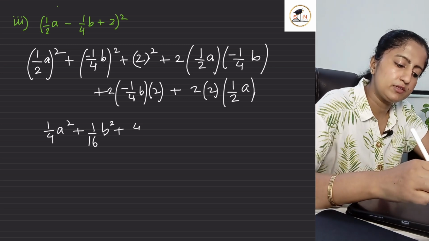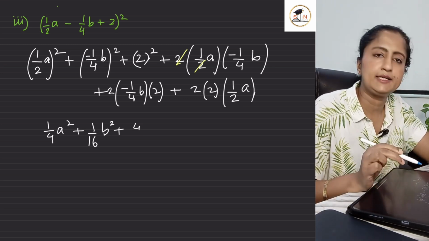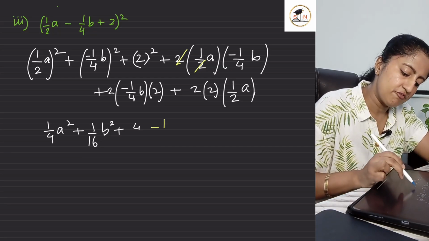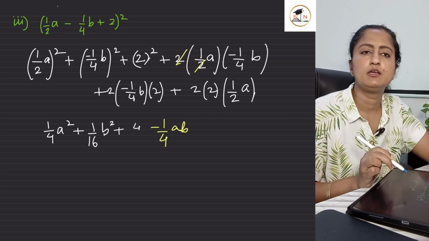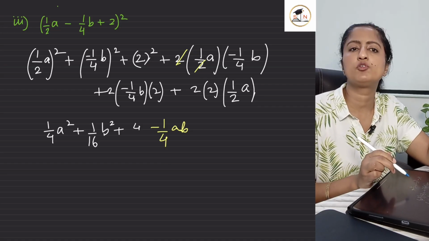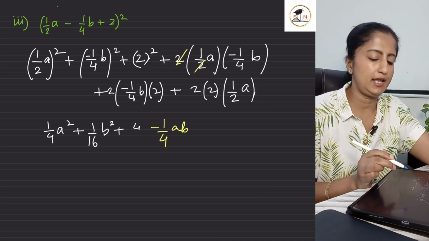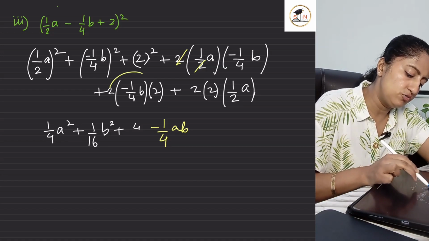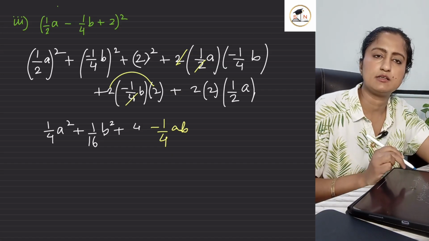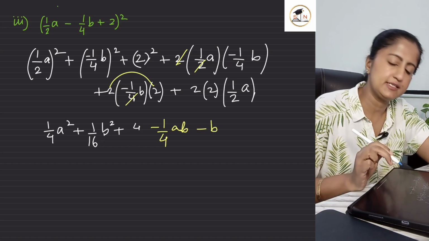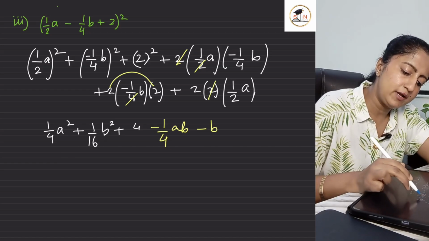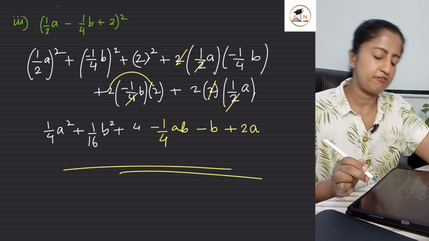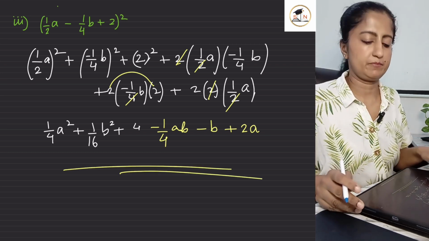Okay, now dealing with the products. 2 and 2 get cancelled. So what are we left with? We are left with minus 1/4 AB, because we had A into minus 1/4 B. So that gives us minus 1/4 AB. Next, the second product: 2 into 2 is 4, and 4 and 4 get cancelled, so we're just left with minus B, right? Over here, 2 and 2 get cancelled, left with 2A. Guys, this is the final answer for this expansion.